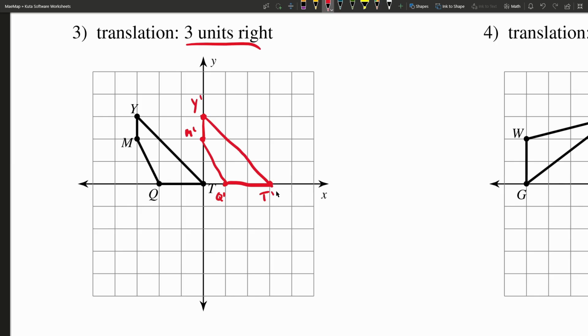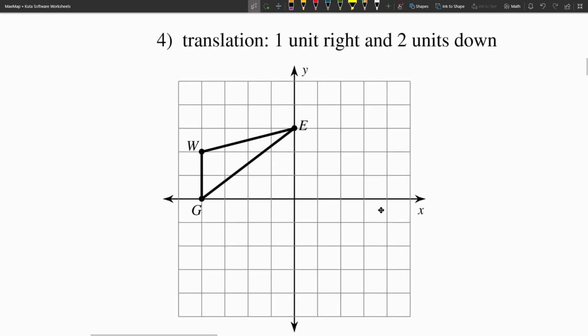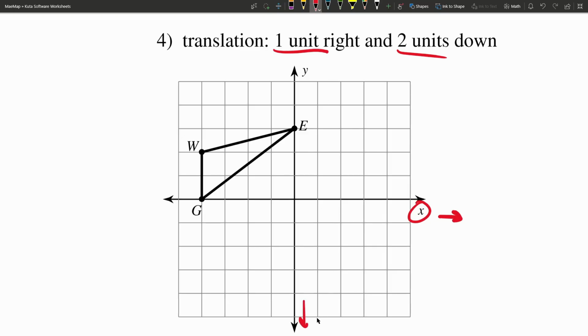And there we have it, our figure in number 3. Let's move on to number 4. Number 4 says that we're going to move 1 unit right, so that's 1 unit in the positive x direction and 2 units down. So that's 2 units in the negative y direction since we're moving down in the y.